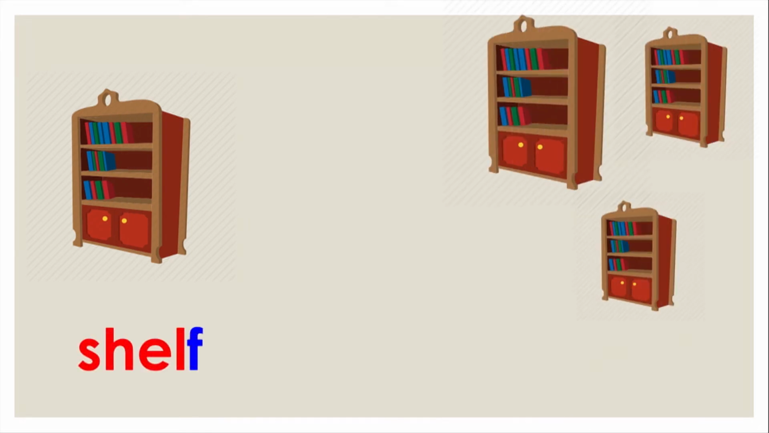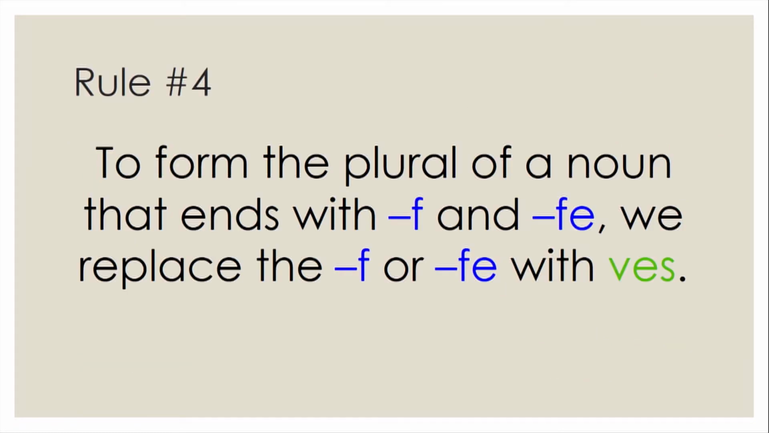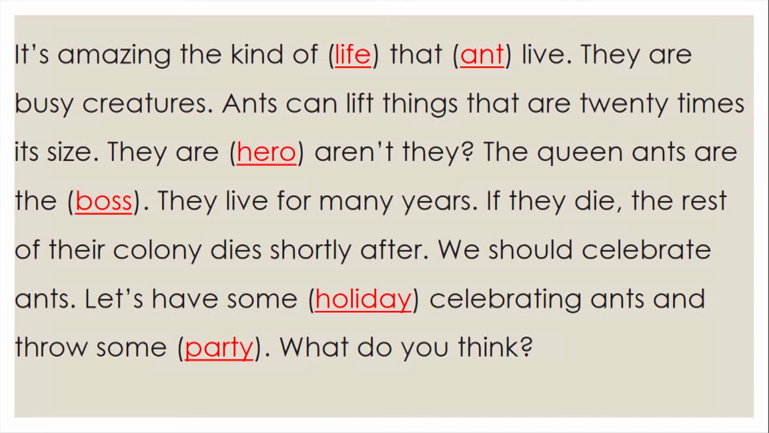This is a shelf. Then we have 3 shelves. Good job. One more. This is a calf. It ends in F. So to change it to a plural, we remove the F and add VES. So let's go over the rule. To form the plural of a noun that ends with F and FE, we replace the F or FE with VES.